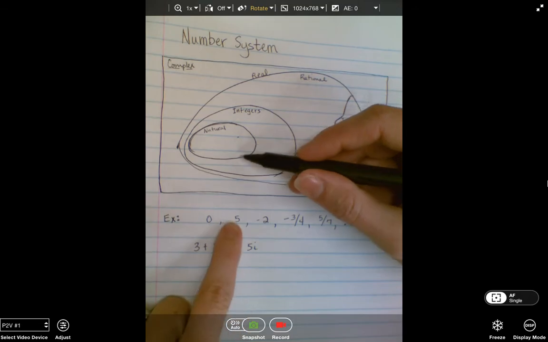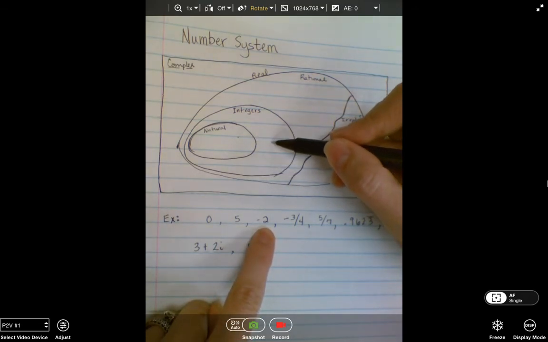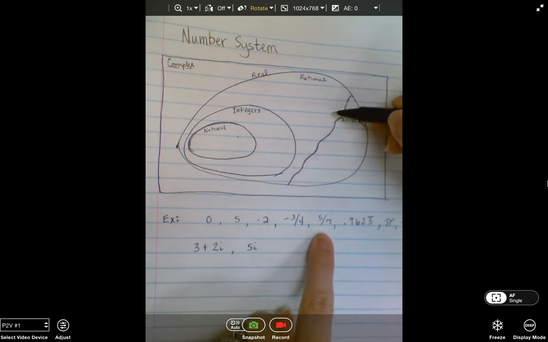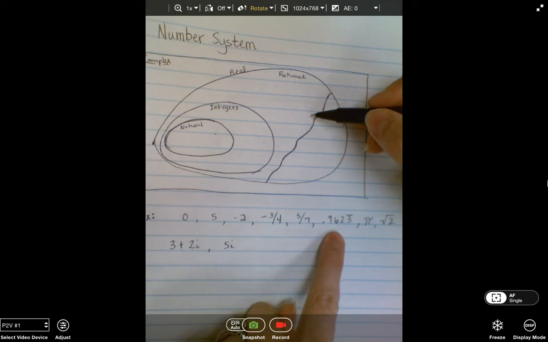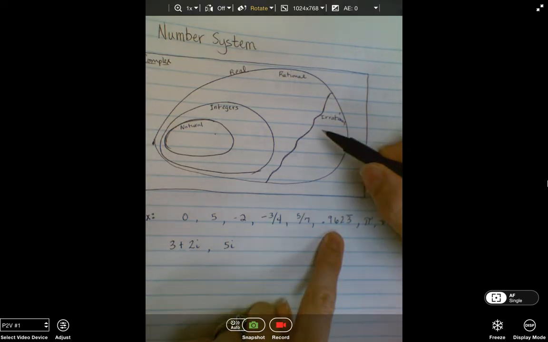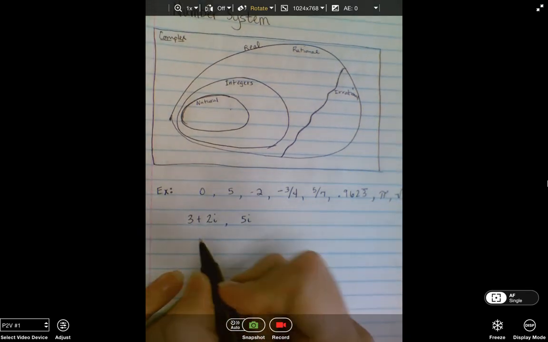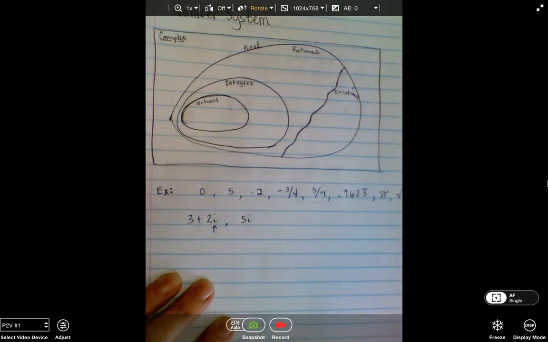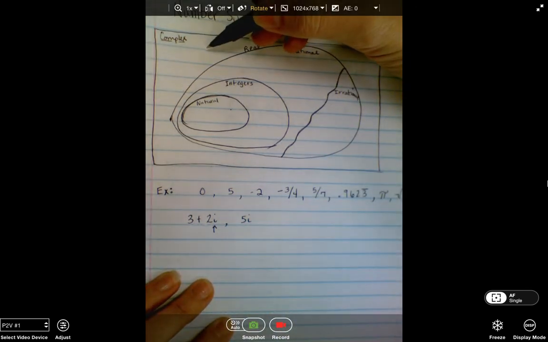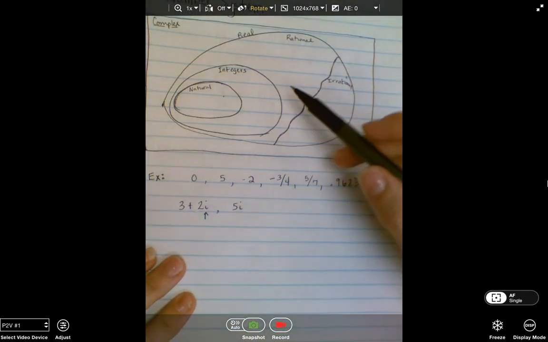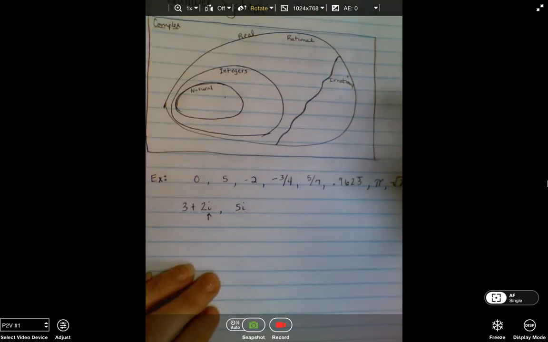Okay, so if I was going to put these, 0 would be most tightly nested in natural numbers. 0 natural, 5 natural, -2 integers, -3/4 rational, 5/7 rational, a decimal that repeats is rational, pi irrational, square root of 2 irrational, and then we have numbers that have an imaginary component, so they must be complex. Think of a couple numbers for yourself and place them where they would go.